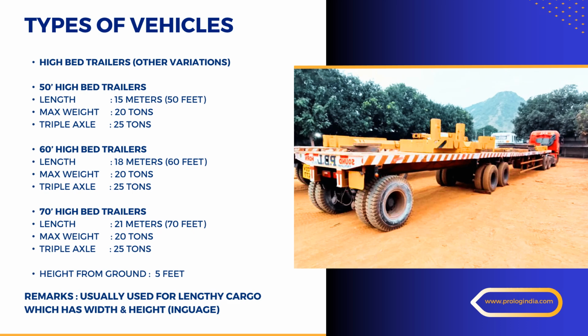In high bed trailers, there are variants also. The variants are 50 feet high beds, 60 feet high beds, and 70 feet high beds. Like the initial one, the only major difference is the length of the high bed. The one which we saw earlier was a 40 feet high bed trailer, so the length of the trailer was 40 feet. And then these variants are either 50 feet in length or 60 feet or 70 feet in length.